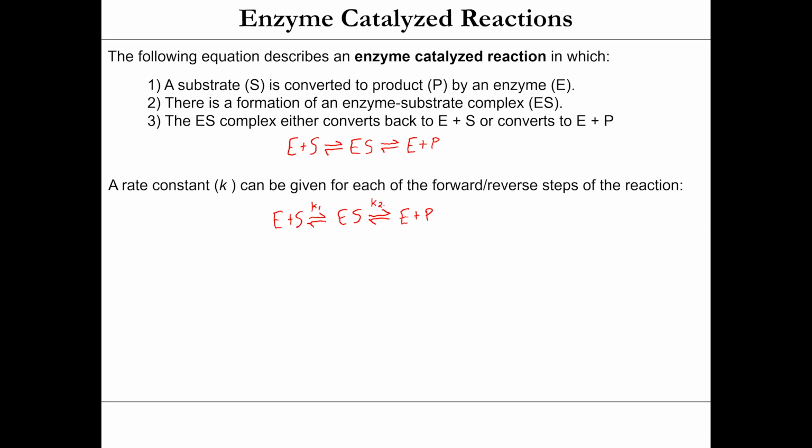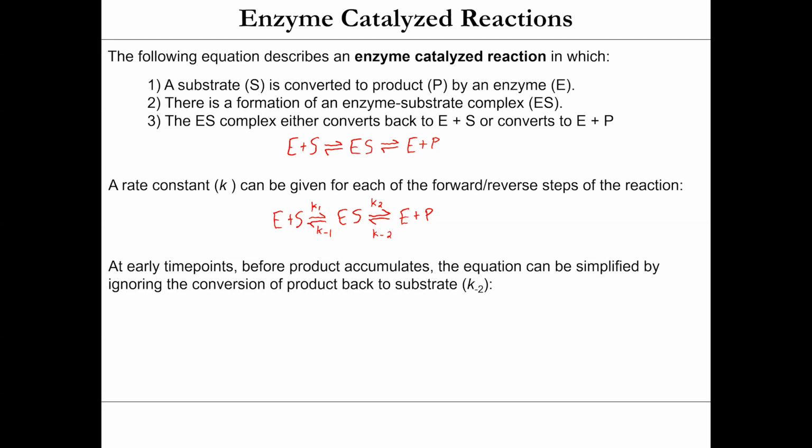And then the reversible parts of that, so if enzyme plus product goes back to the enzyme substrate complex, that would be K-2. And then if the enzyme substrate complex returns back to enzyme plus substrate, then that's K-1. So these are the rate constants that we're going to use to describe each of these steps of this reaction of the conversion of a substrate to a product by an enzyme.